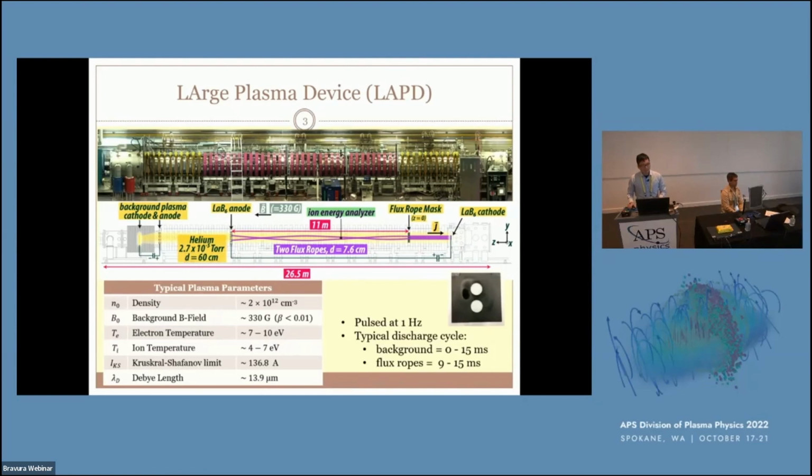We have a background magnetic field that's about 330 Gauss. It's uniform throughout the flux ropes. And of course, for my ion energy analyzer, we stick it in somewhere in the middle of the machine. These are typical plasma parameters. I won't go through them.